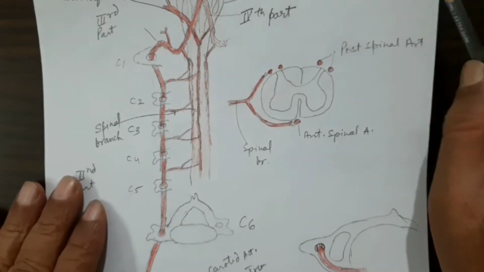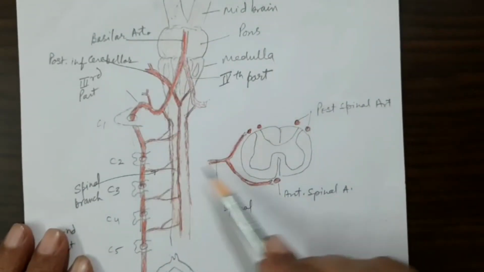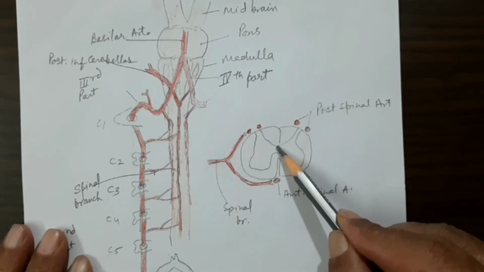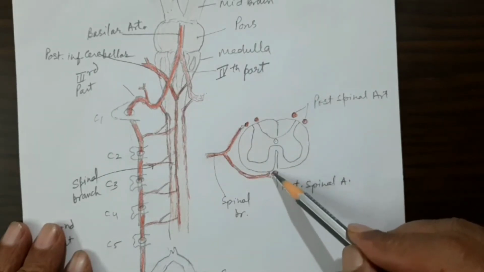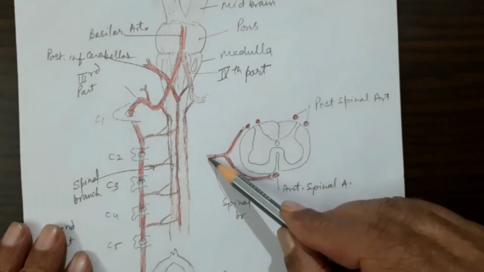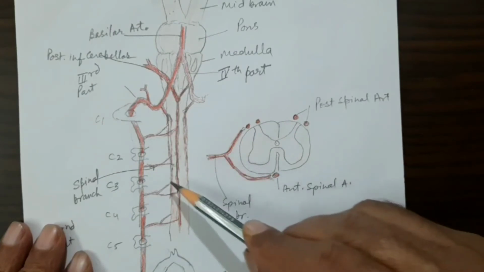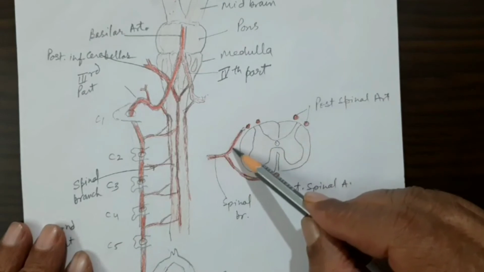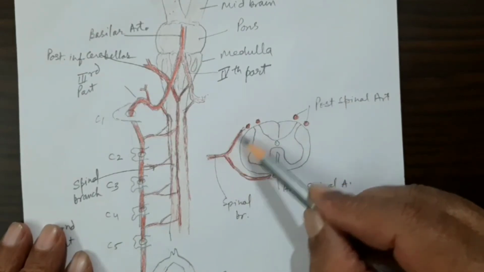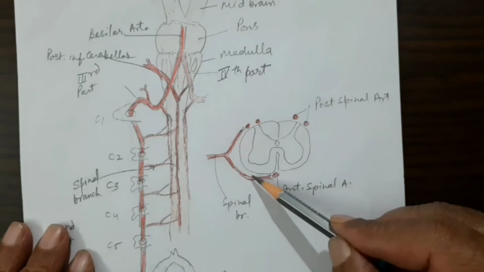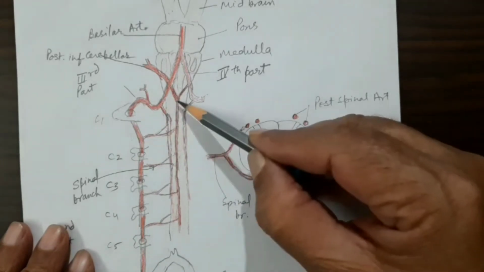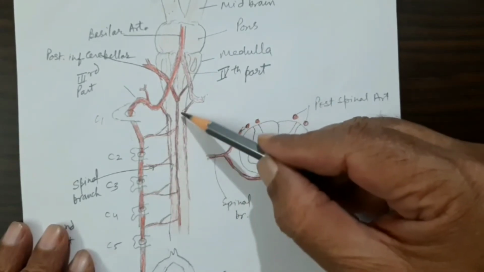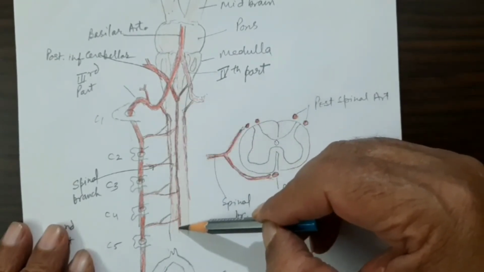Let us see here. See this spinal branch, and this is the cross section of the spinal cord: anterior horn, posterior horn, white matter, anterior median fissure, posterior median septum. As this spinal branch comes near the spinal cord in the subarachnoid space, it will divide into two, the anterior branch and the posterior branch. The anterior branch will anastomose with the anterior spinal artery, which is running vertically in front of the spinal cord.